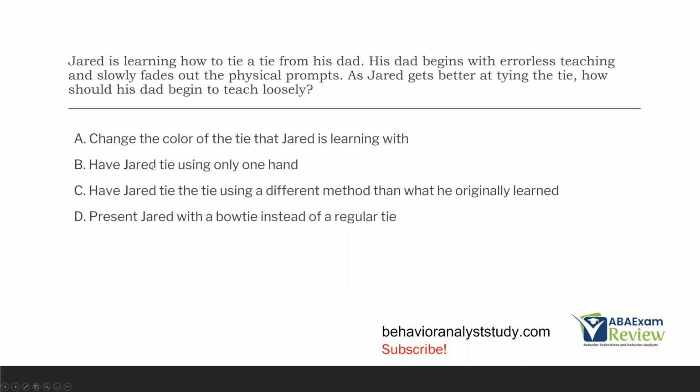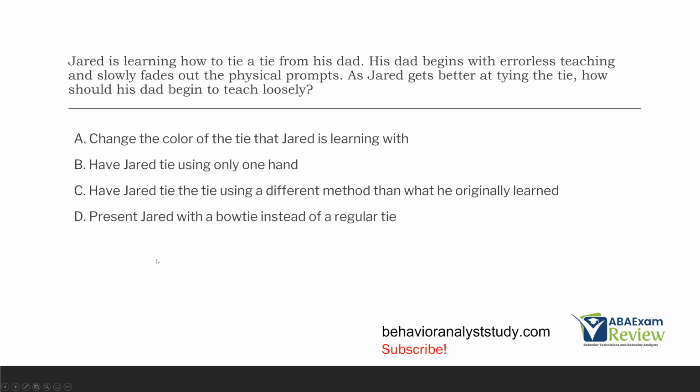No, we read everything. B, have Jared tie using only one hand. Well, that doesn't really make any sense. That isn't what teaching loosely is. C, have Jared tie the tie using a different method than what he originally learned. Now, that is a form of generalization, right? That would be more of a response generalization, all right? But we're not doing that here. We're just varying aspects of the environment.